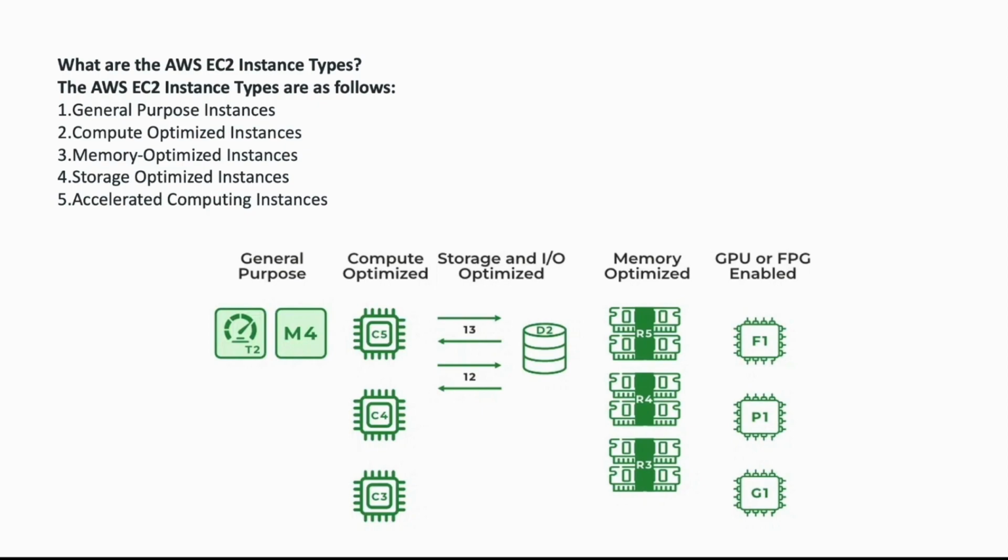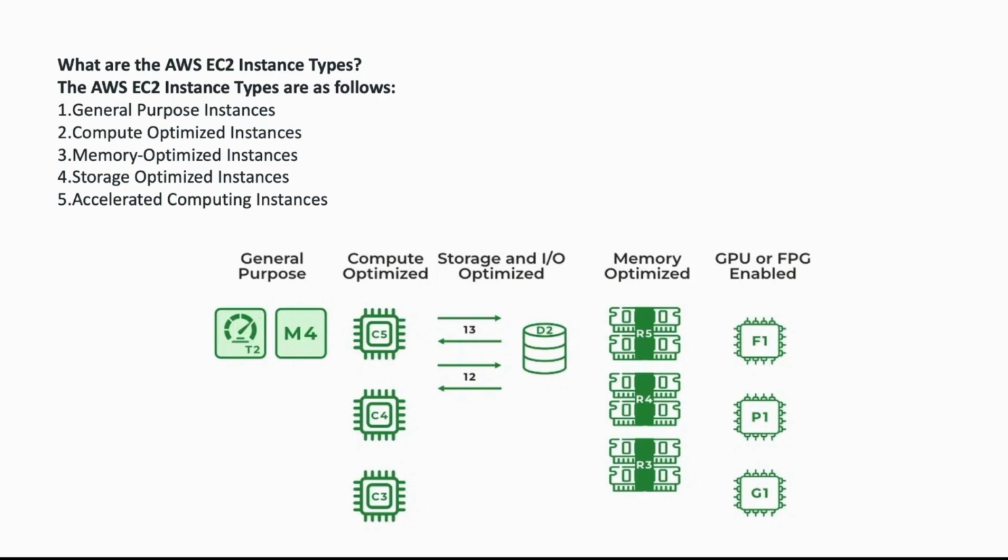Now the other one is memory optimized. So they start with R5, R4, R3 series. Memory optimized instances use a high speed solid state drive to provide ultra fast access to data and deliver high performance. These instances are ideal for applications that require more memory and less CPU power, including many open source databases, real time big data analytics, and in memory caches.